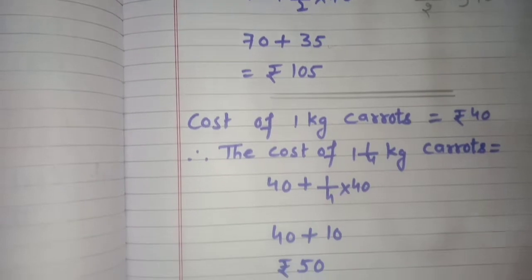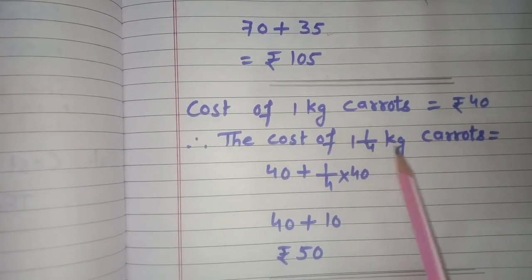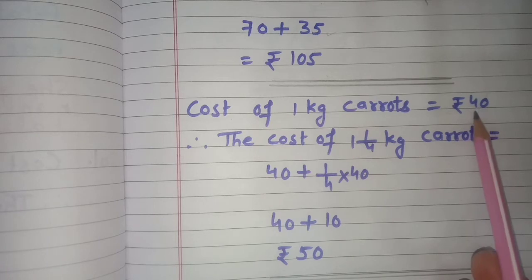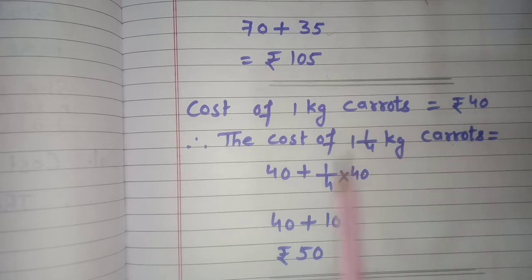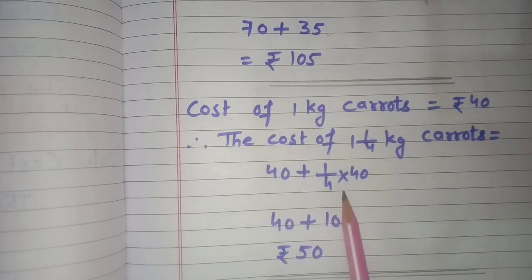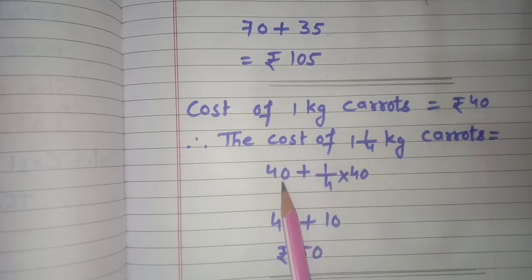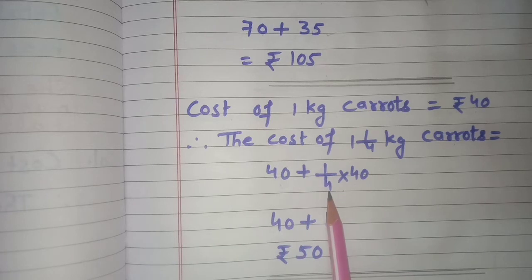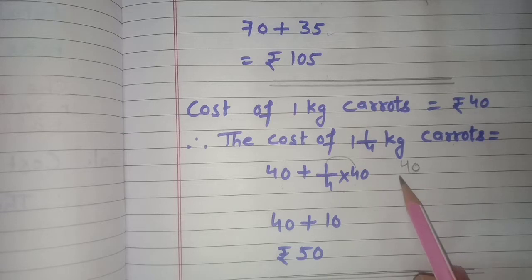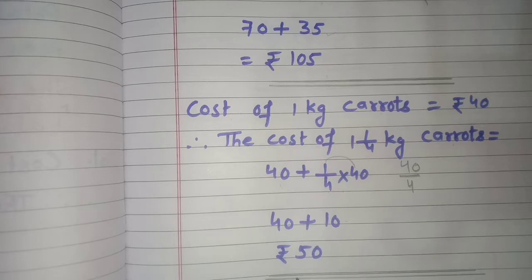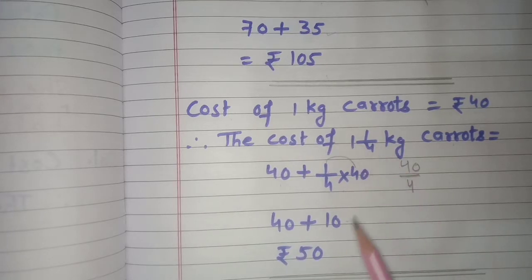Then she bought 1 by 4 kg carrots. So the cost of 1 kg carrots is given, rupees 40. Then we will find the cost of 1 by 4 kg carrots. How? You have to find the cost of 1 by 4 kg of carrots. So if the cost of 1 kg is 40, you can find 1 by 4 by dividing it by 4. So you will write 40 and then divide it by 4, you will get 10. So 40 plus 10 is rupees 50. It means the cost of 1 by 4 kg carrots is rupees 50.